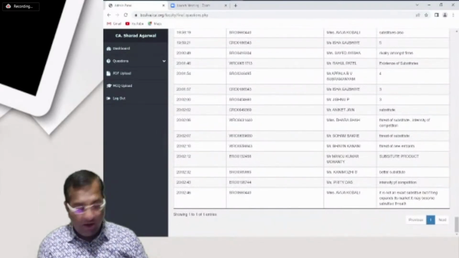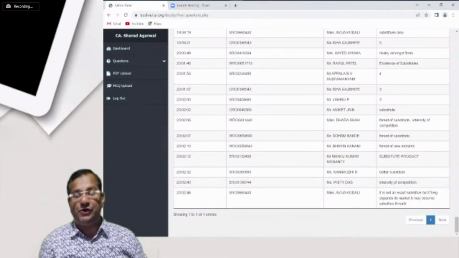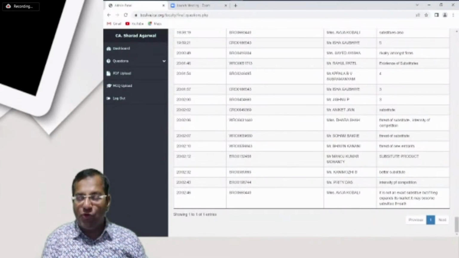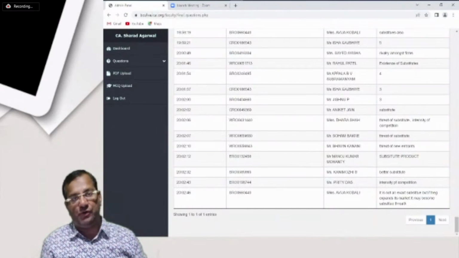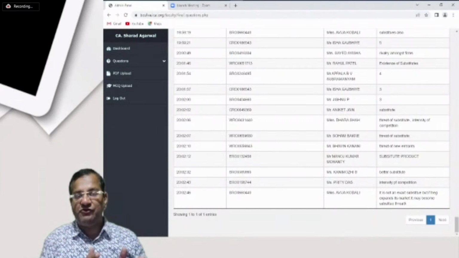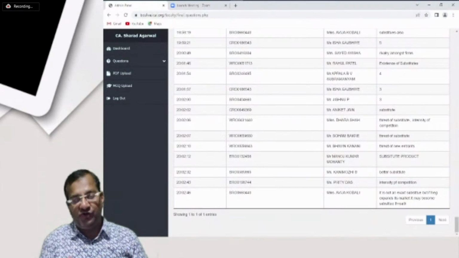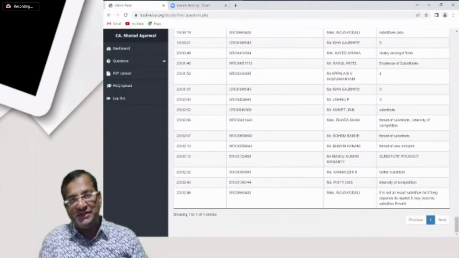Point has been raised by a student that it is not a substitute. No, beta, it can be a substitute. For a hard book reader, ebook can be a substitute. It's not necessary that the substitute should belong to the same industry. If it can be interchangeable, then it's a close substitute.